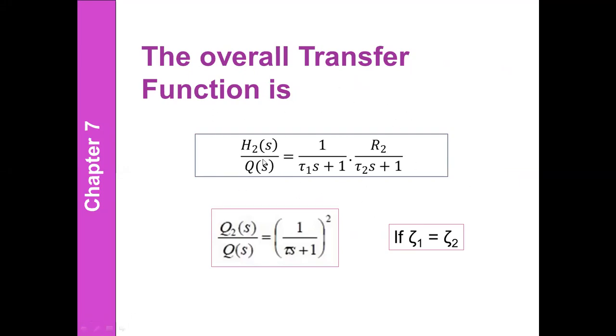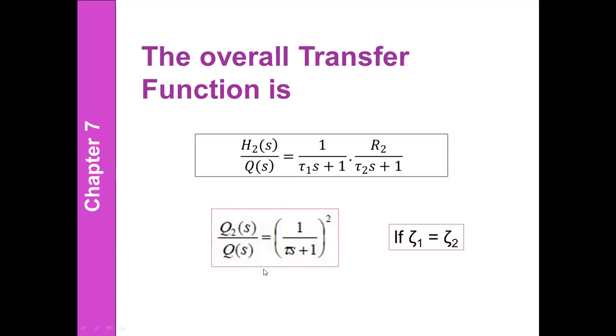So H sub 2 of S over Q of S. In this case, you are trying to determine the effect of changes in the volumetric flow rate of the liquid to tank 1 to the level of the liquid in tank 2. So you're multiplying the transfer functions of the two tanks. If it is the volumetric outflow through the resistance in tank 2, relationship to changes in volumetric flow rate of the liquid to tank 1, it would be something like this.